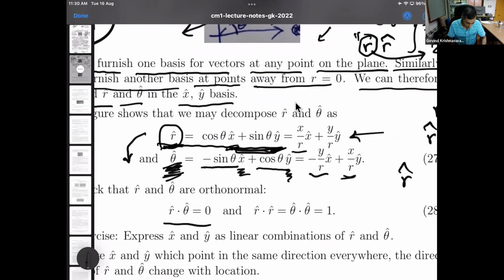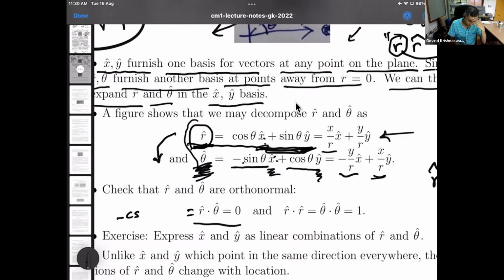Let's do that. If I take the dot product of r hat with theta hat, we are going to get the x hat dot x hat term, which will be cosine times minus sine. Then we are going to get plus sine times cosine, y hat dot y hat, and finally two cross terms. But what can you tell me of the cross terms? Namely x hat dot y hat.